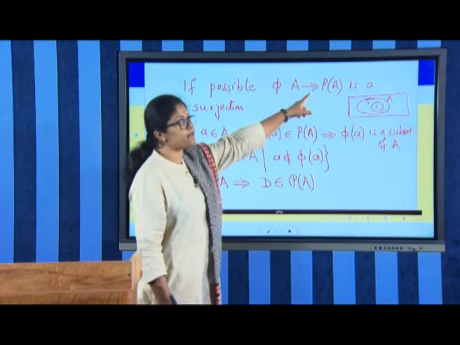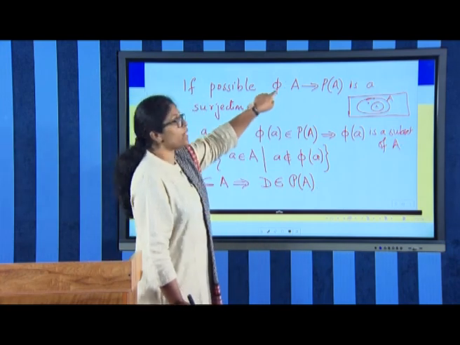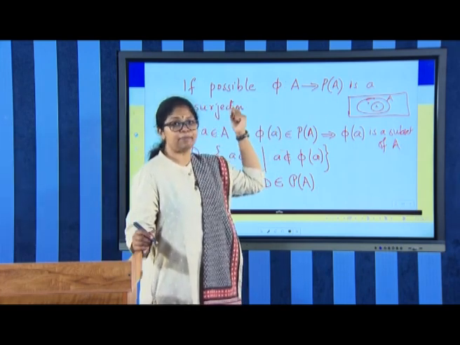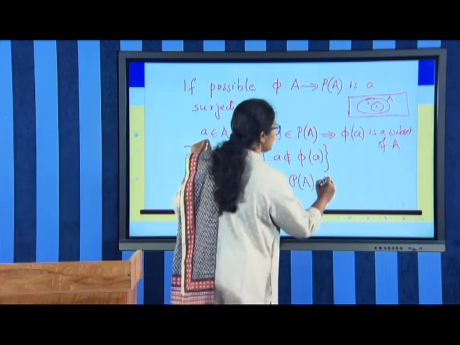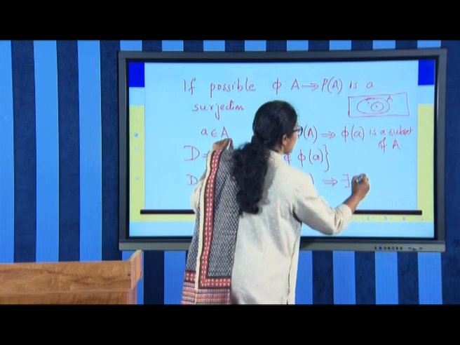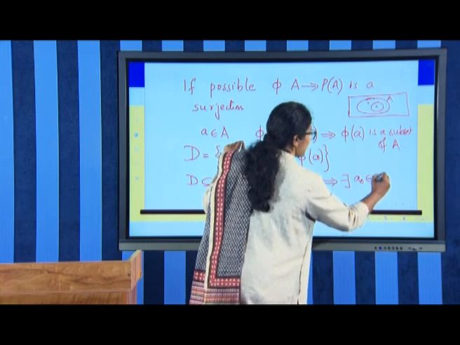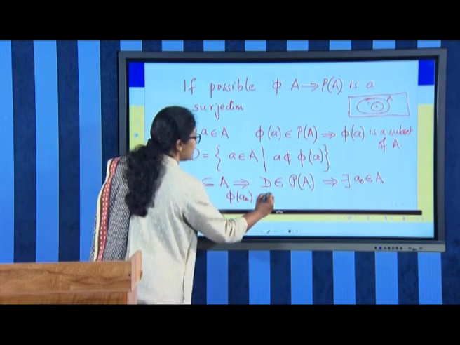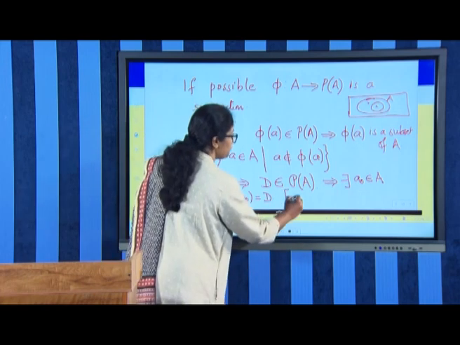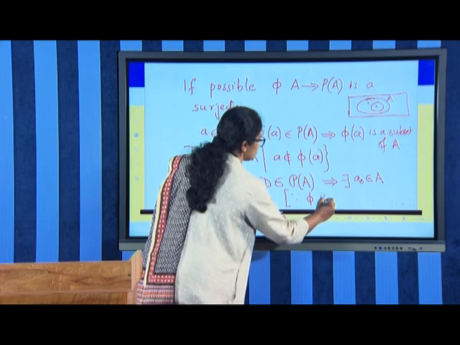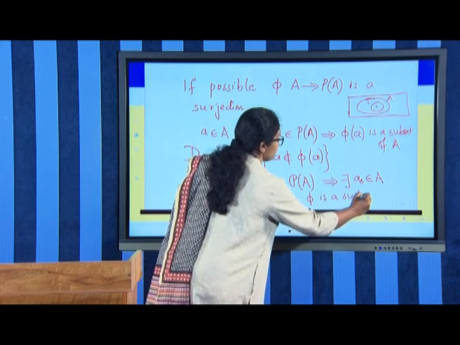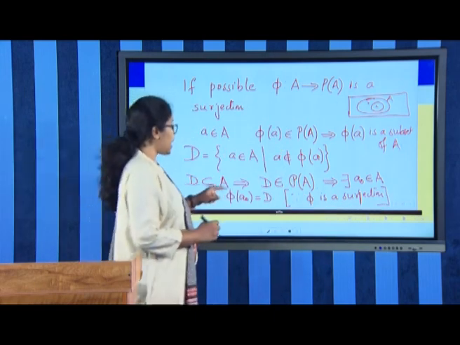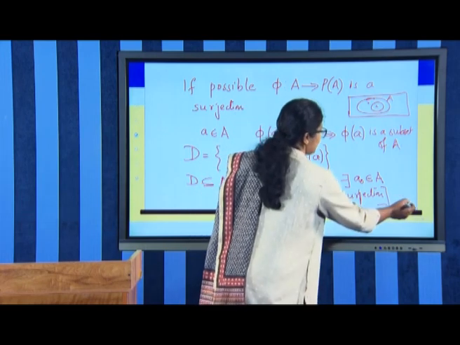So, D belongs to the power set of A, and phi by our assumption is a surjection. So, for every element of P of A there exists a pre-image. So, this indicates that there exists some a naught belonging to A such that phi of a naught is nothing but D, because phi by our assumption is a surjection, and so phi of a naught is equal to D.